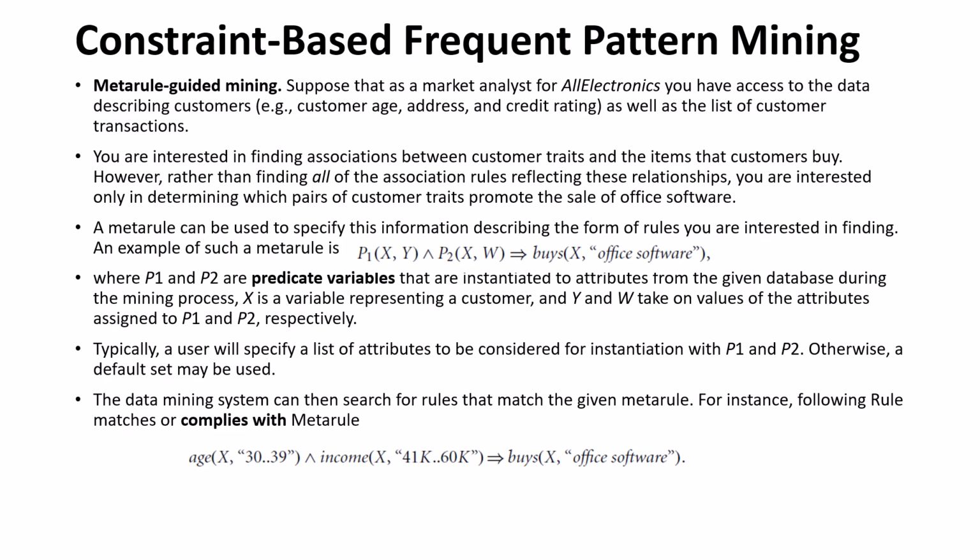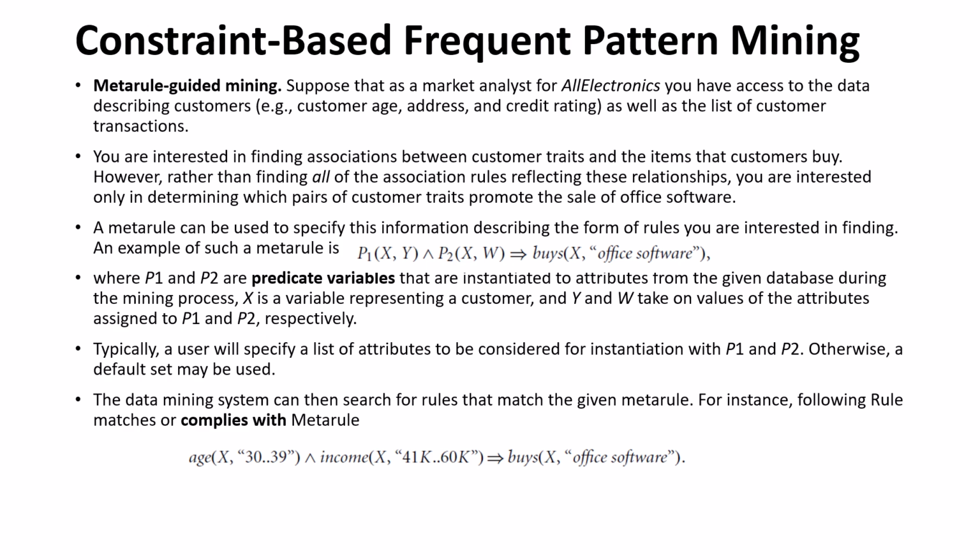An example of such a rule is P1(X, Y) and P2(X, W) implies buys(X, office software), where P1 and P2 are predicate variables that are instantiated to attributes from the given database during the mining process. X is a variable representing a customer. Y and W take on values of the attributes assigned to P1 and P2 respectively. Typically, a user will specify a list of attributes to be considered for instantiation with P1 and P2. Otherwise, a default set may be used.